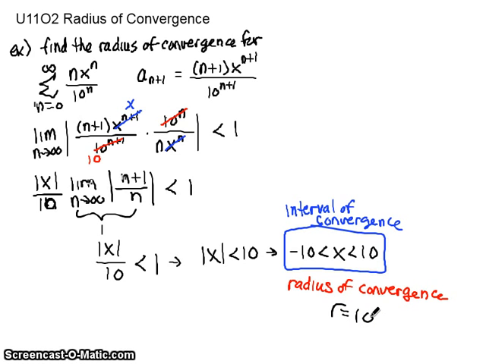So again, what we want to do to find our radius or interval of convergence is use our ratio test and force the series to converge. We're going to make sure our limit is less than 1, solve for x, and that's going to give us the interval. Then find the distance between the two endpoints, and halve it, and that's going to give us the radius of convergence.